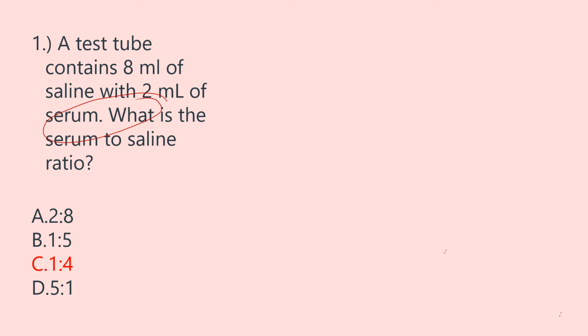So first, we are going to solve for the dilution. Dilution is equal to the volume of solute over the total volume of the solution. So we have the volume of solute, which is 2, over the total volume, which is 2 plus 8 ml. Which is now 2 over 10, and that is equivalent to 1 over 5.